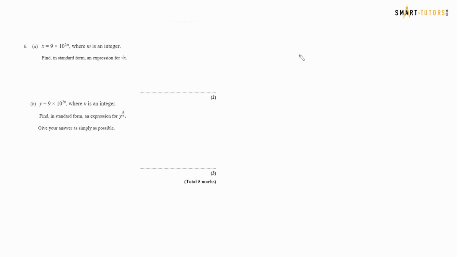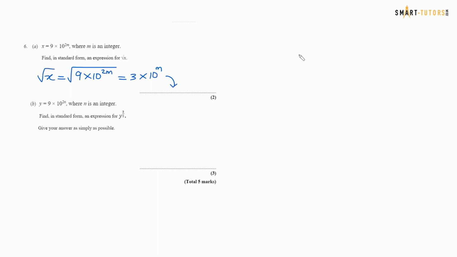Question number 6. X equals 9 times 10 to the power 2m, where m is an integer. Find in standard form an expression for root x. So root x equals the square root of 9 times 10 to the power 2m. So the square root of 9 is 3 times 10 to the power 2m, half of 2m is m. So that is the standard form of the square root of x.